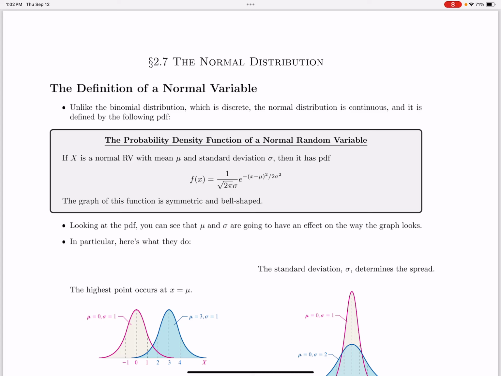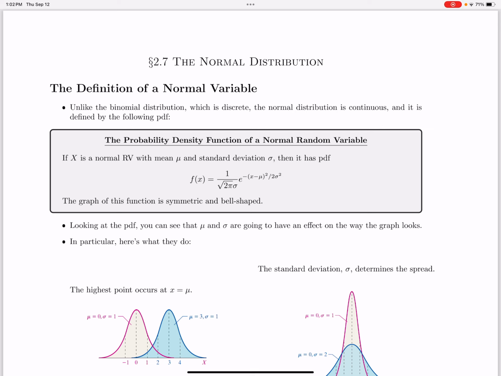All right, welcome back. In this lecture, we're going to cover section 2.7 on the normal distribution. This is a very important distribution. There are many real-world phenomena that follow a normal distribution, and this is probably the distribution that we use most often in statistics, or at least in an introductory statistics course. So let's get to it.